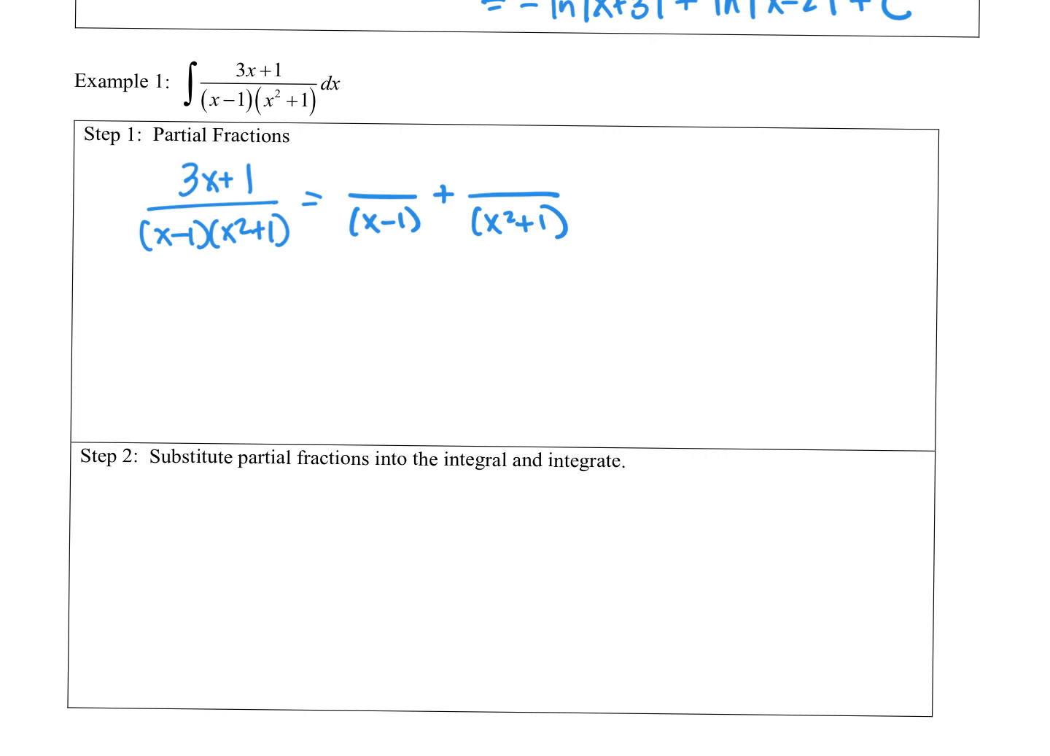This one's going to be a little bit different, though, because what do you notice about this factor right here? It's squared. It's a quadratic factor. It's not a linear factor. So this guy will have just a constant in the top.